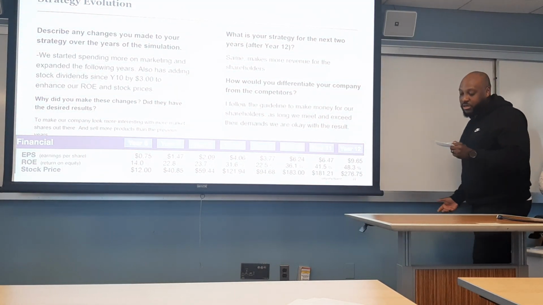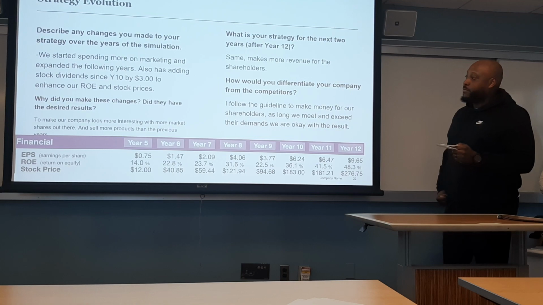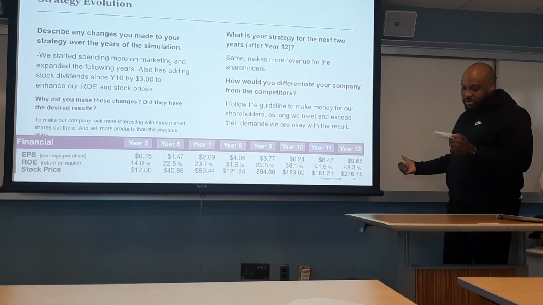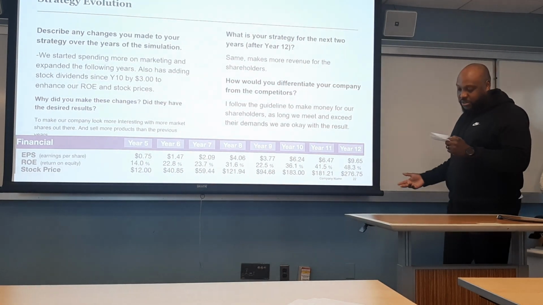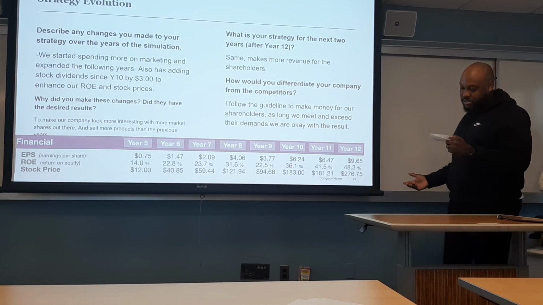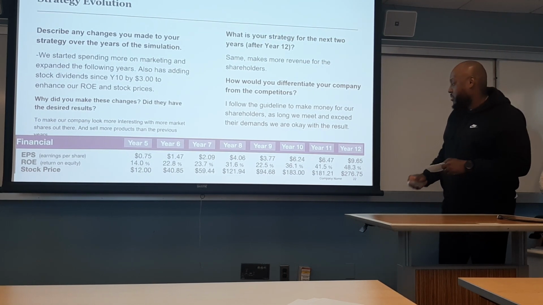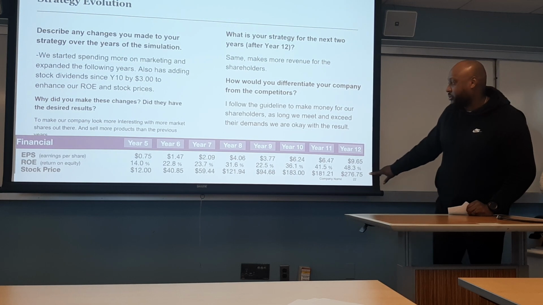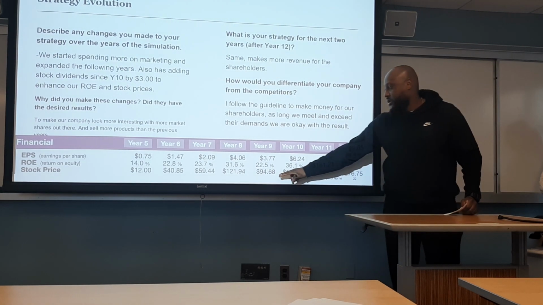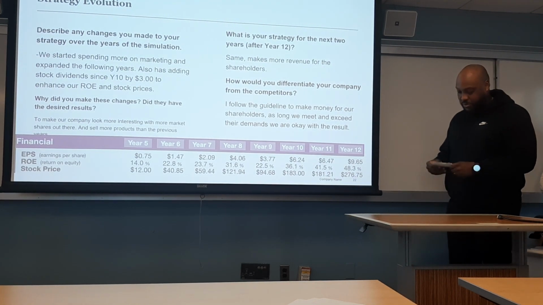So at the end of each year, our goal was to meet the earnings per share, return on equity, credit rating, image rating, and stock price. These are the numbers for each year. As you can see, each year the numbers increase.